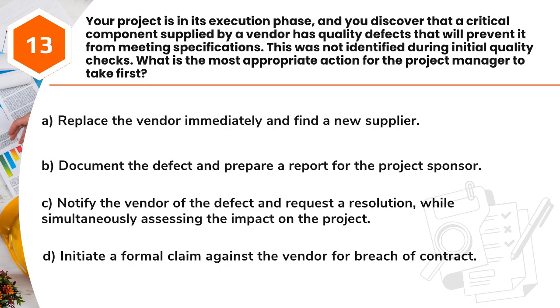Question 13. Your project is in its execution phase, and you discover that a critical component supplied by a vendor has quality defects that will prevent it from meeting specifications. This was not identified during initial quality checks. What is the most appropriate action for the project manager to take first? A. Replace the vendor immediately and find a new supplier. B. Document the defect and prepare a report for the project sponsor. C. Notify the vendor of the defect and request a resolution, while simultaneously assessing the impact on the project. D. Initiate a formal claim against the vendor for breach of contract.